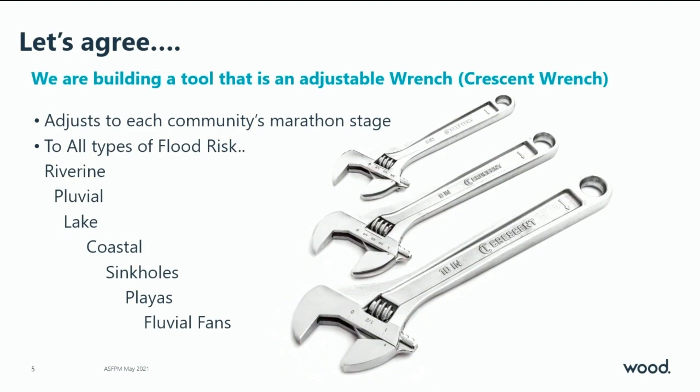We're building a tool that's kind of like an adjustable wrench or a crescent wrench. It's adjustable for each community's marathon stage, but it needs to take into account all types of flood risk, whether it be riverine, pluvial, lake, coastal, sinkholes, playas, or fluvial fans. It needs to be all-encompassing, but it needs to be scalable based on a community's needs.